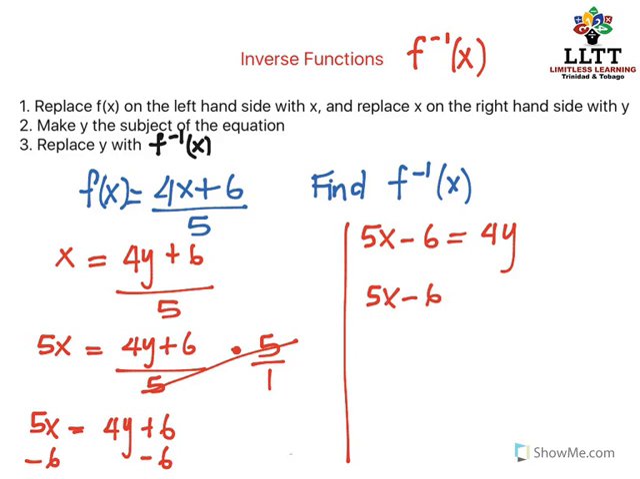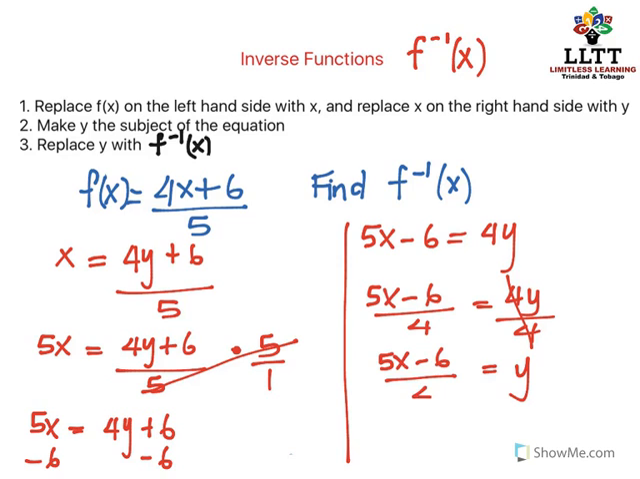But I just want to have y by itself, so now I'm going to divide by 4 on both sides. So that's 5x minus 6 over 4 is equal to 4y divided by 4. My 4's will cancel on my right-hand side, so I have y is equal to 5x minus 6 over 4. And my final step will be to replace y with f inverse of x. So I get f inverse of x is equal to 5x minus 6 over 4.